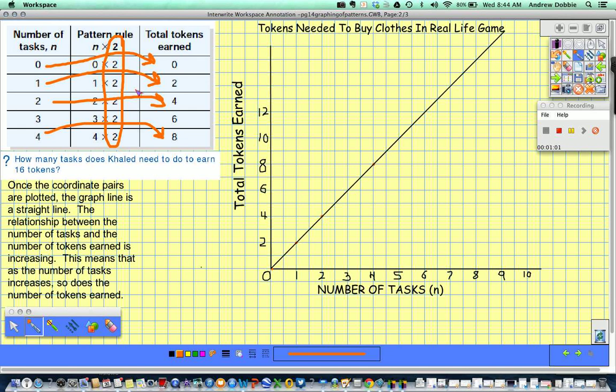But in this question, it's asking you to create a graph. So what I would recommend doing in order to create a graph is you can use the number of tasks as your x-coordinate and the total tokens earned as your y-coordinate. And you build your graph. Now, when you're looking at the number of tasks for your x-coordinate, usually they will count by 1s, or they'll count by a common difference. And in this case it's counting by 1.